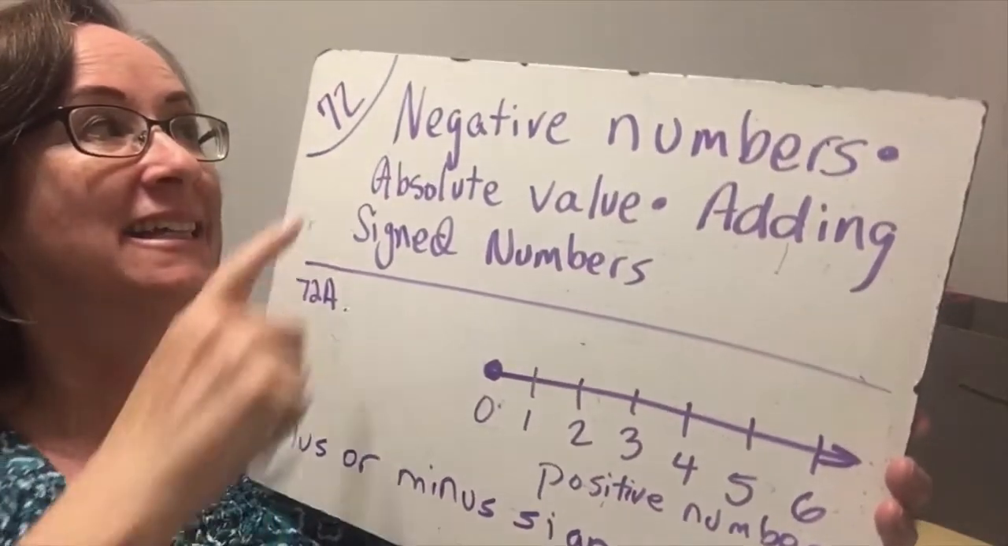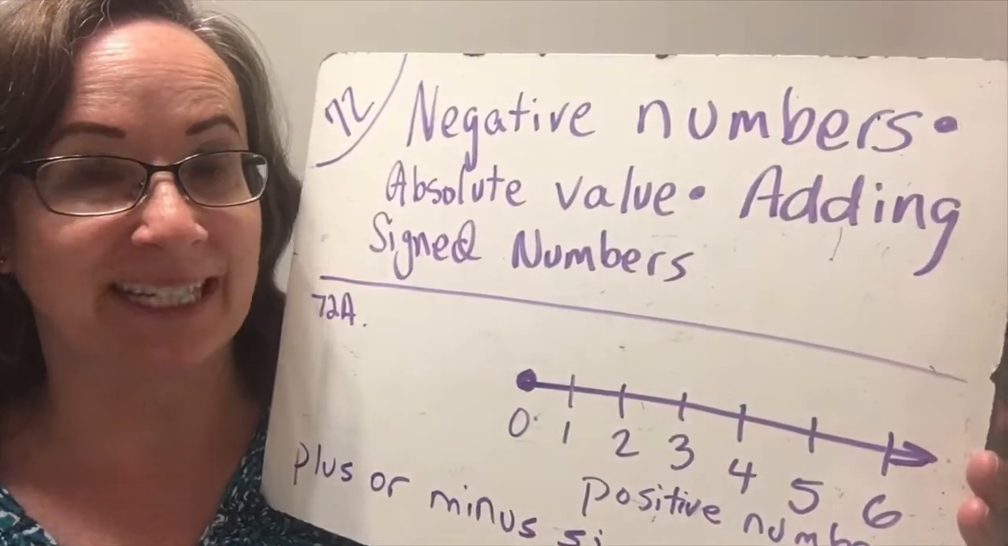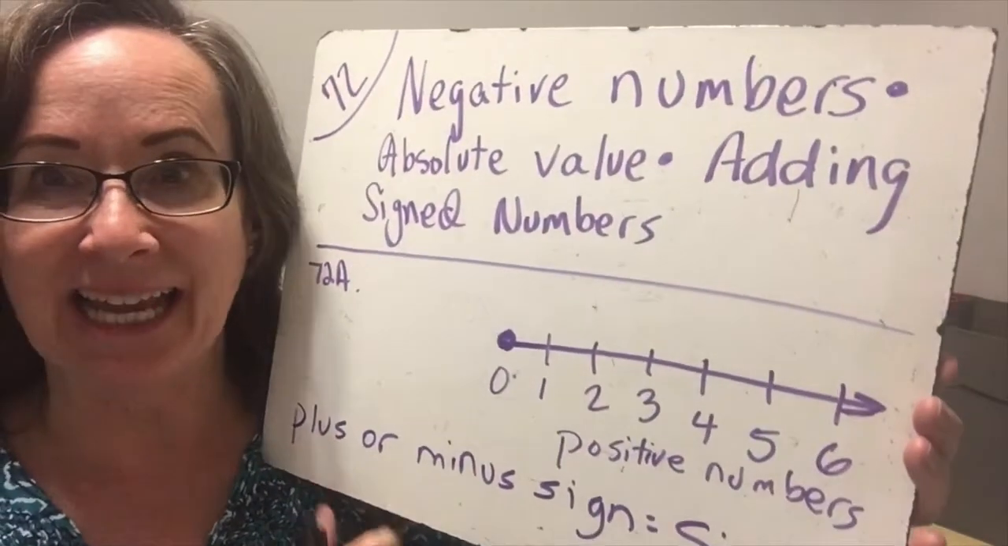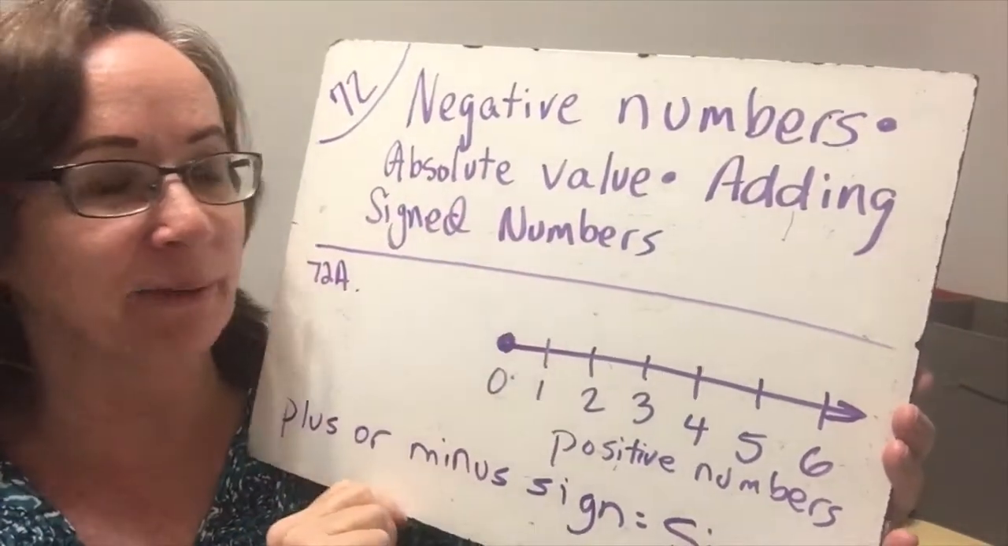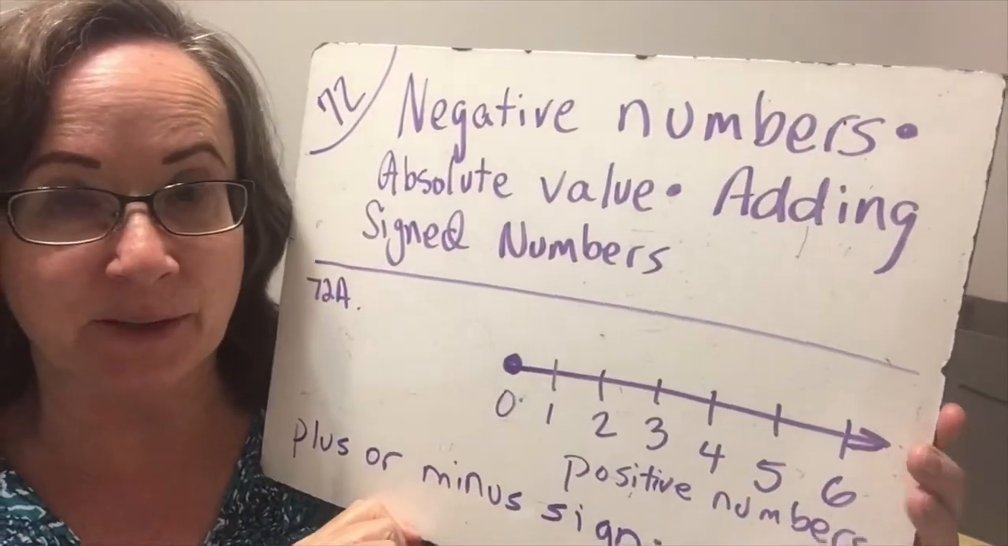And tonight we are here with lesson 72, and we're talking about negative numbers, absolute value, and adding signed numbers.